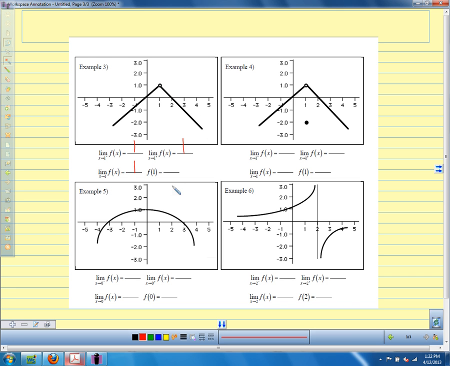What is the function value at 1? I have an open dot. So what does that tell me about our function? There is no value at x equals 1. So the function at x equals 1 does not exist. The limit and the function don't have to be the same.